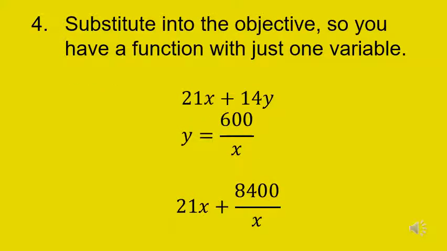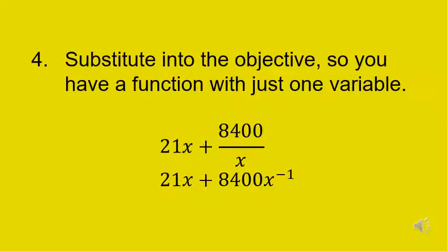Then we have to go back to the objective and substitute. So our objective again said 21x plus 14y. Now what I've got to do is change the y to 600 over x. And so when I do that, it's going to say 21x plus 8400 over x. And just like before, I can make my life simpler if I get the equation as easy as it can possibly be before I take the derivative.